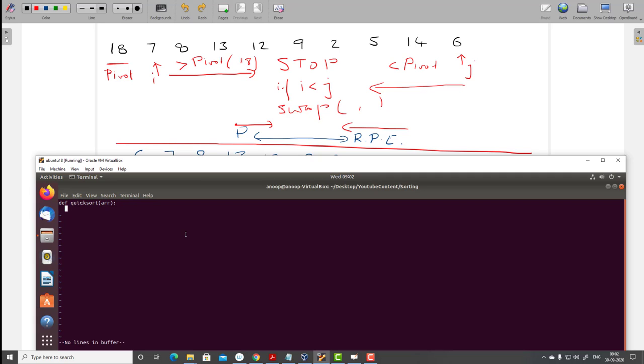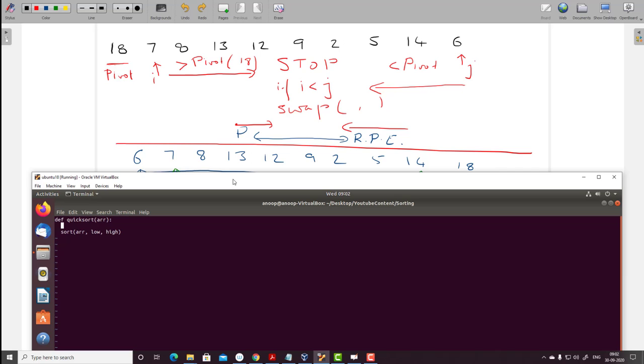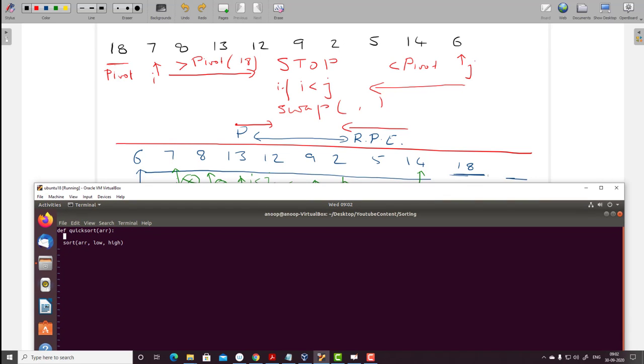Just follow it. Here I call Quicksort, and what I do immediately is I say sort, and I say array, low and high. Now you might be wondering what is low and high, where are they coming from, and why am I calling sort immediately after calling Quicksort with the array. The thing is, if you observe in this example, when we picked up 18 as a pivot element and put it in the right place, then it divided this entire array into two partitions, 6 to 14 and beyond 18.